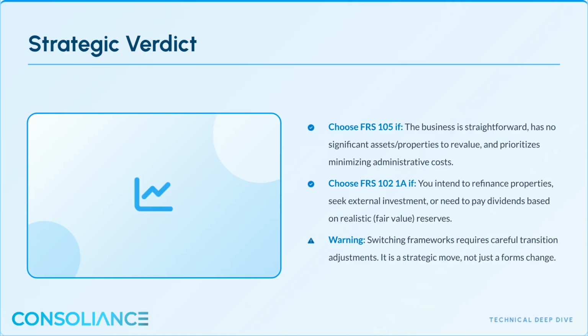So what is the verdict? Choose FRS 105 if you run a straightforward consulting or service business, have no significant assets, and your priority is simply minimizing your accountancy bill and keeping data off the public record. Choose FRS 102 Section 1A if you are a property holding company, or if you intend to seek bank lending or external investment. The ability to revalue assets is often critical for these businesses.